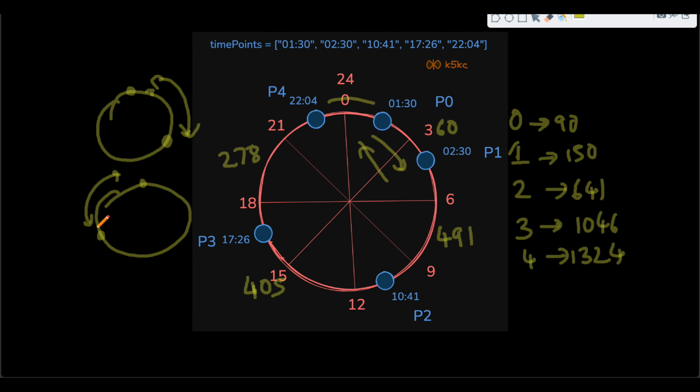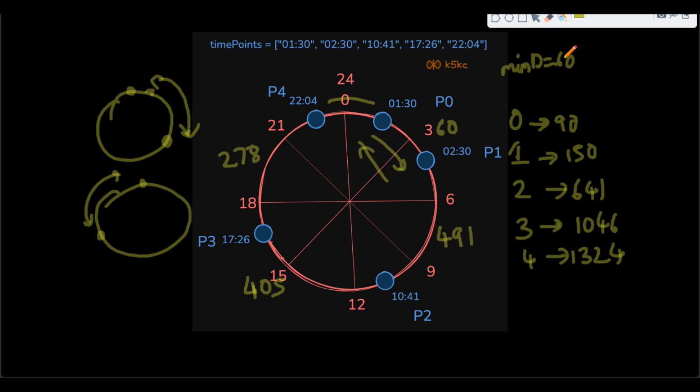So because of this circular nature, we need to calculate the time difference in both directions, but only for the first point and the last point. And then we also track the minimum difference, and whatever is the minimum value, that will be our answer. So in all these points, what is the minimum difference we had so far? And that is 60. So we will set our minimum time difference to 60.